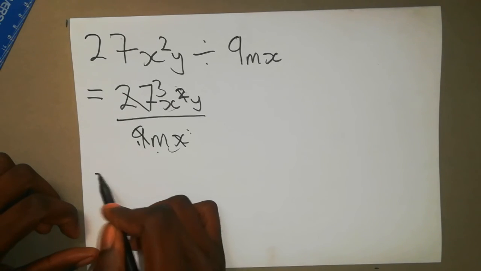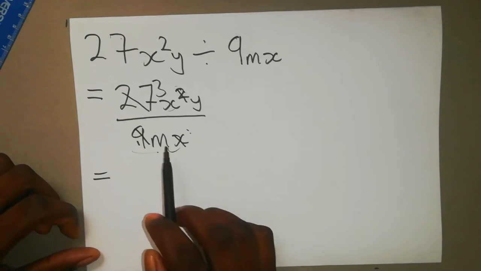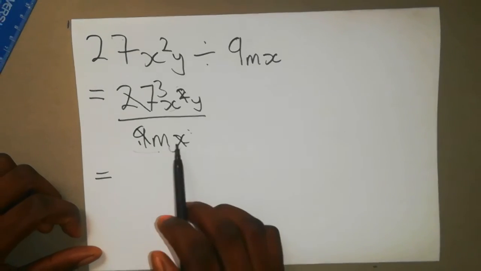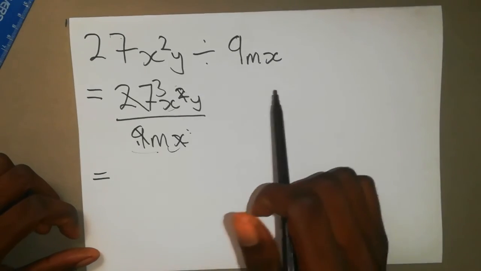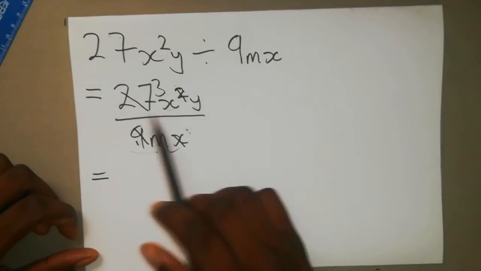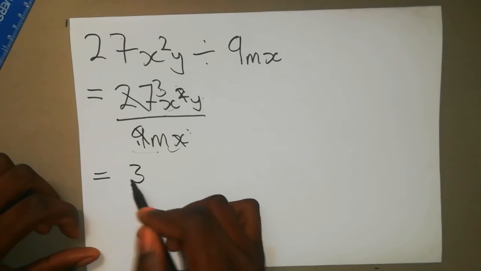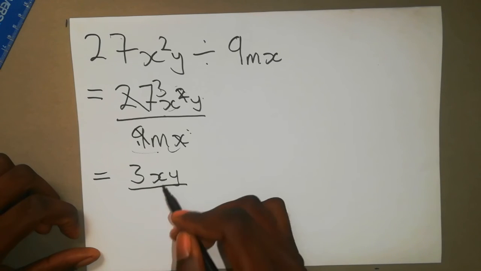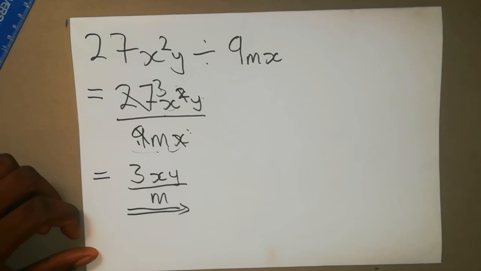So our answer is going to be, this is our numerator, this is our denominator. Our denominator was 9mx, but after we have divided all, we are left with m. Our numerator was 27x squared y, but after we have divided everything, we are left with 3xy. So it is equal to 3xy all over m. This is your answer. This will be your final answer.